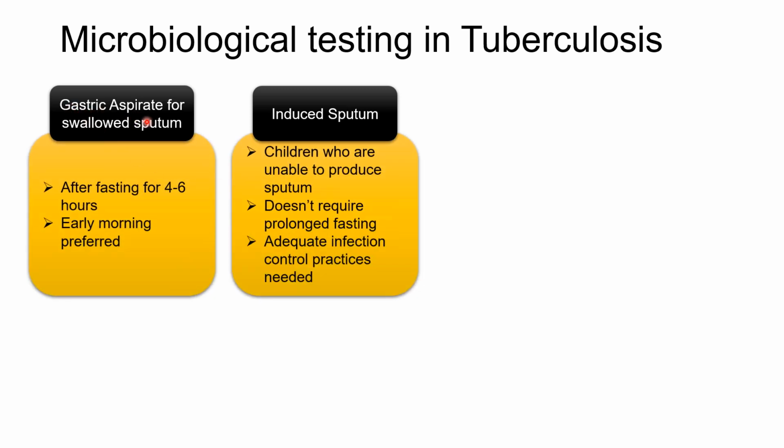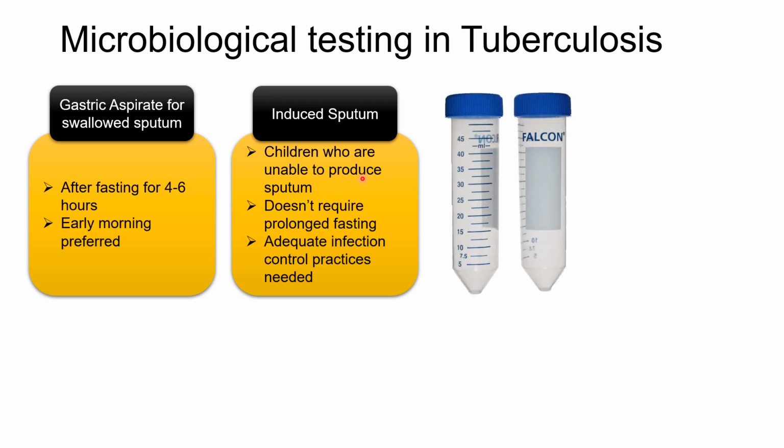So how to send gastric aspirate? You have to send the gastric aspirate after the patient has fasted for 4 to 6 hours, and you have to send the early morning sample preferably. And in case of induced sputum, children who are unable to produce sputum can be induced to produce some sputum by nebulization, and this doesn't require prolonged fasting, and adequate infection control practices are needed in this case because this is an aerosol generating procedure and may lead to spreading of infection.